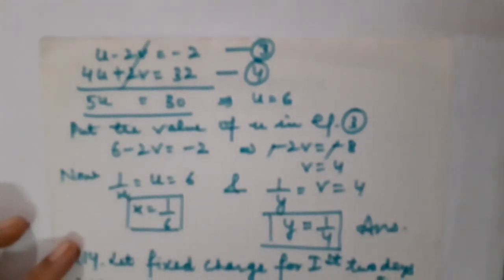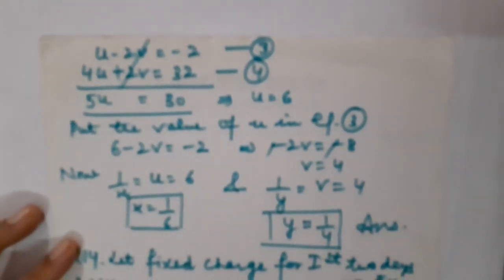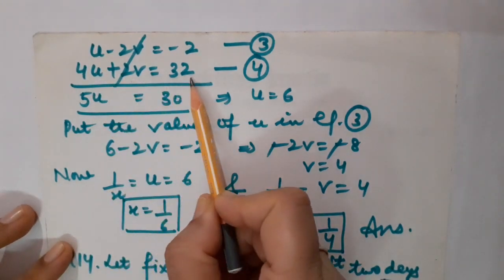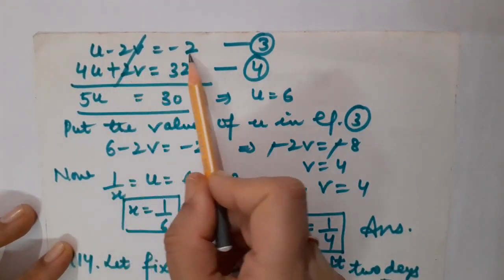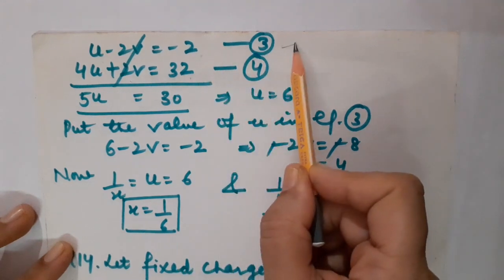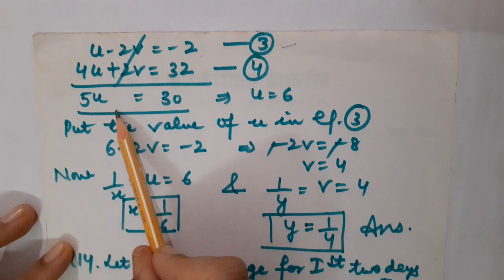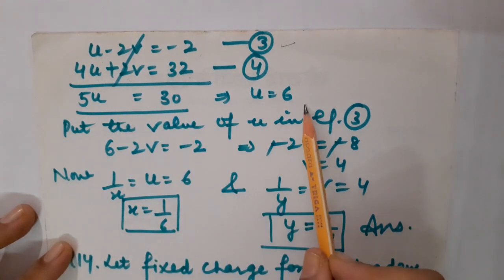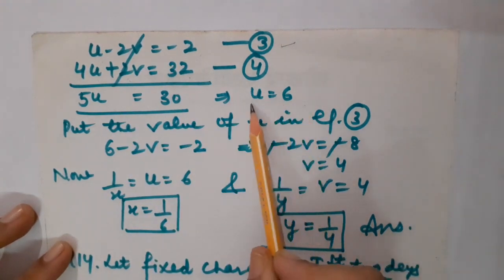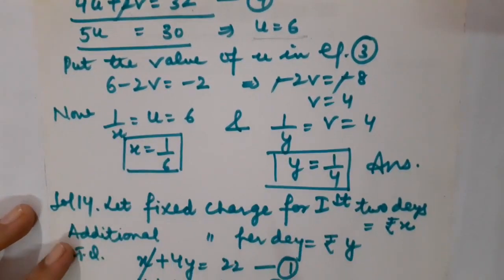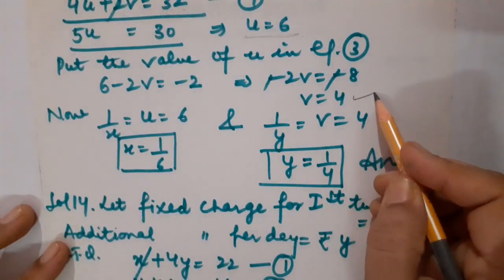So children, after multiplying that equation by 2, I have got 4u plus 2v is equal to 32, and u minus 2v is equal to minus 2. That will be written as it is. Both the terms are going to be eliminated. 5u is equal to 30, u is equal to 6. Correct? Now put this value in equation number 3. So from here I have got v is equal to 4.